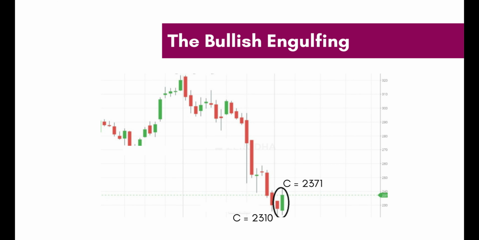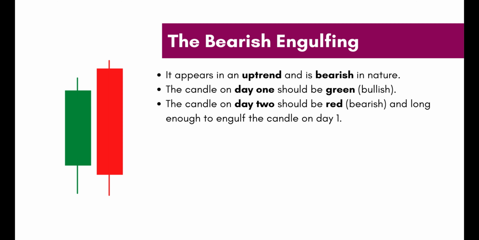As we are done with the bullish engulfing, let's move on to discuss the bearish engulfing. Bearish engulfing appears in an uptrend and, as the name suggests, is bearish in nature. This pattern can be recognized by the green candle on day 1, confirming the bullishness in the market, while the candle on day 2 is red and long enough to engulf the candle on day 1. The logic behind this pattern is that the bulls were in absolute control of the market and taking the prices higher, which is confirmed by the candle on day 1.